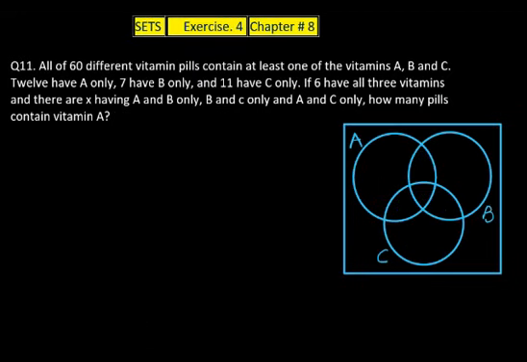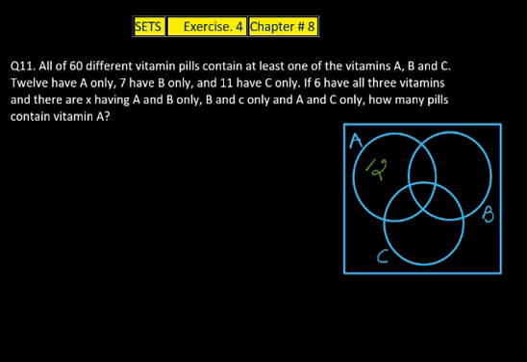So in question number 11, it says all of 60 different vitamin pills contain at least one of the vitamins A, B and C. It means I've already taken these 3 circles A, B and C. It means that none of the vitamin pills will be outside of A, B, C. Everything will be within these circles. Then it says 12 have A only.